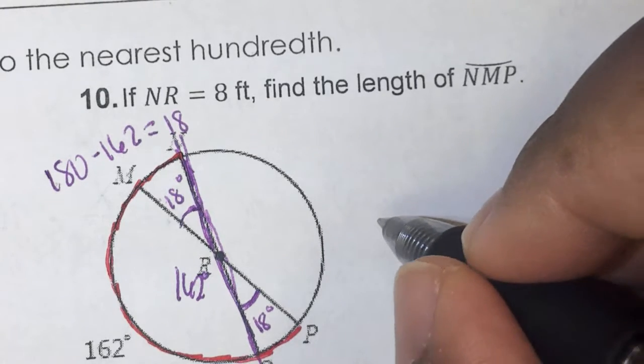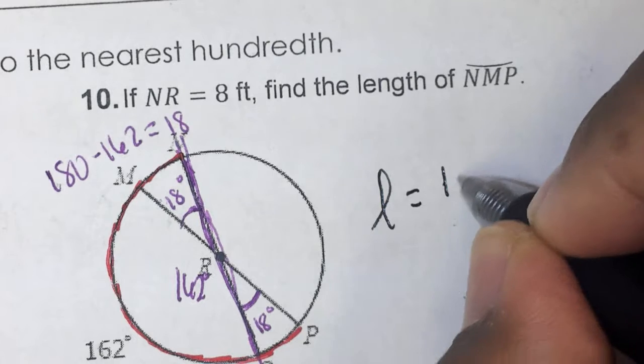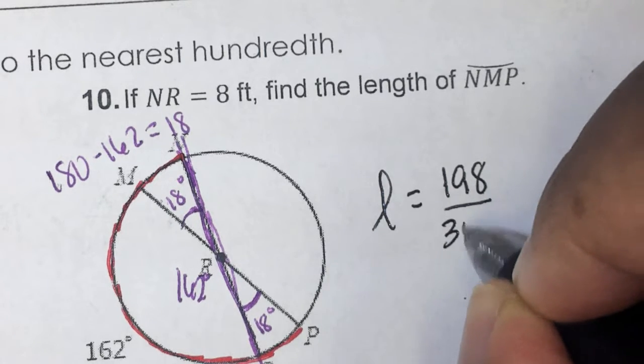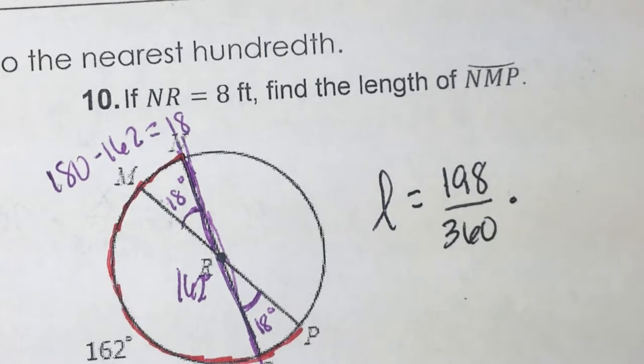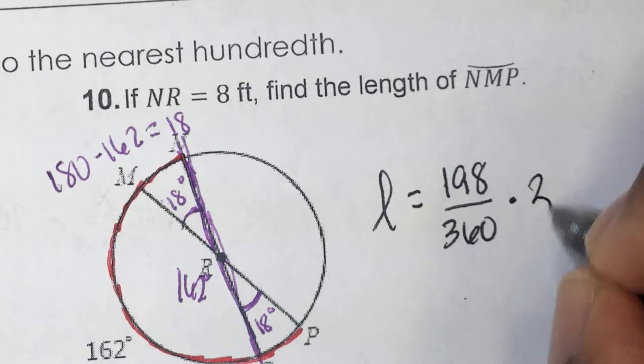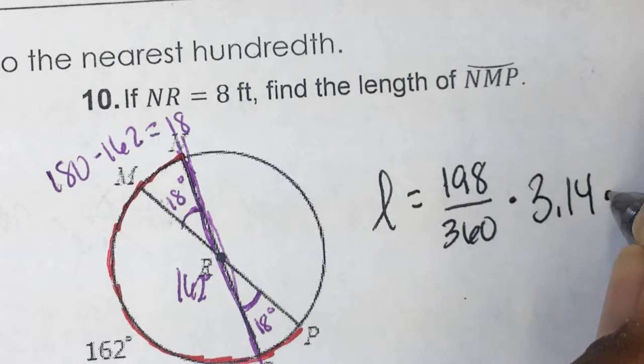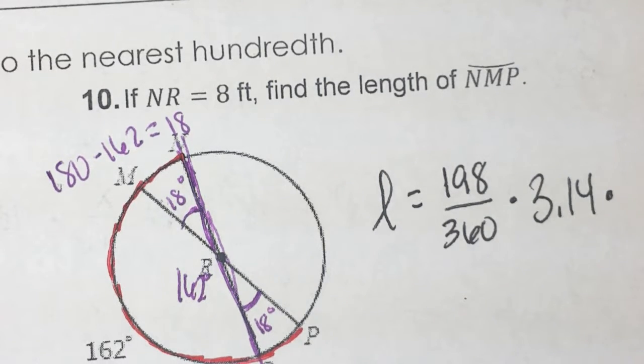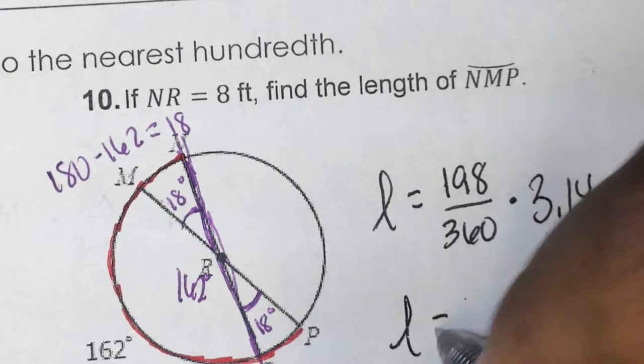So L equals 198 over 360 times 3.14 times, what's my diameter on this one? 16. Alright.